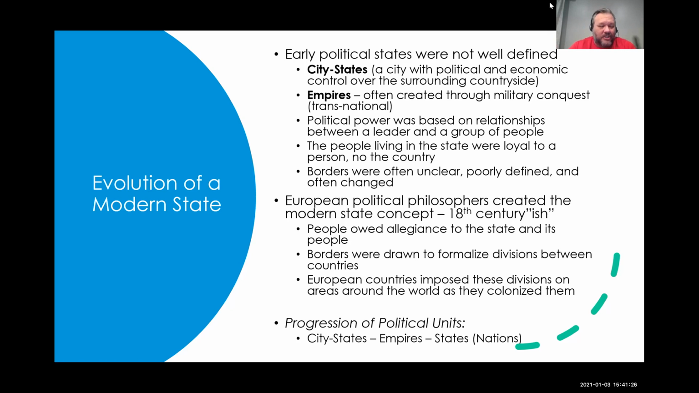And that is a transnational thing. So we go from city states, where it's just one area with control over the locality, all the way to empires, which are transnational. For a long time, political power was really based on the relationships between a leader and a group of people that were under that leader. It wasn't necessarily an allegiance to the state itself.